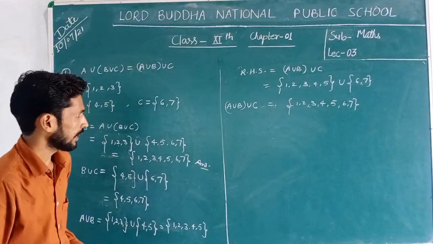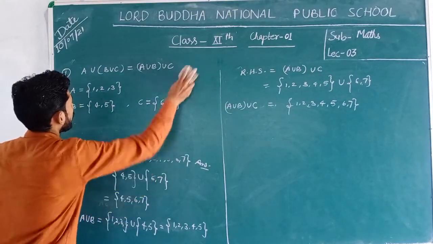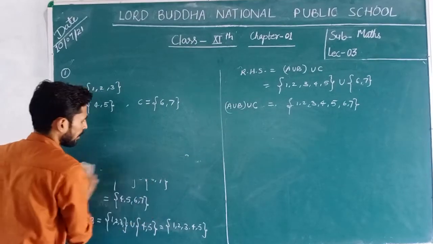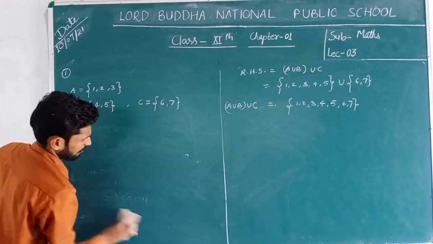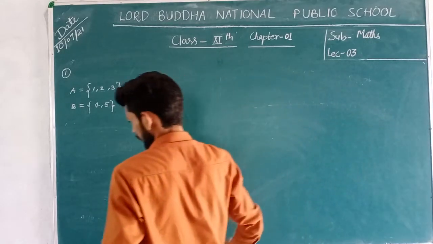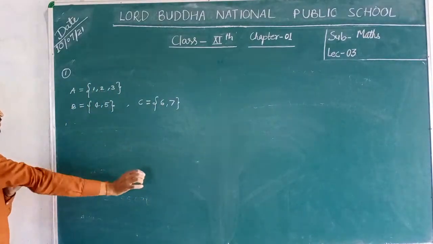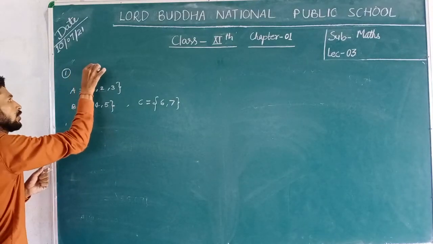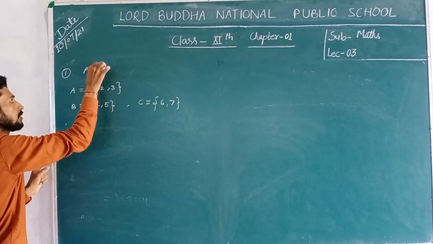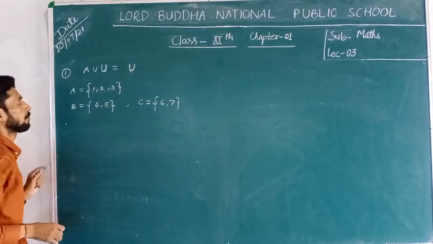Okay. So the next point, that is the second property. Second property is A union U is equal to U.